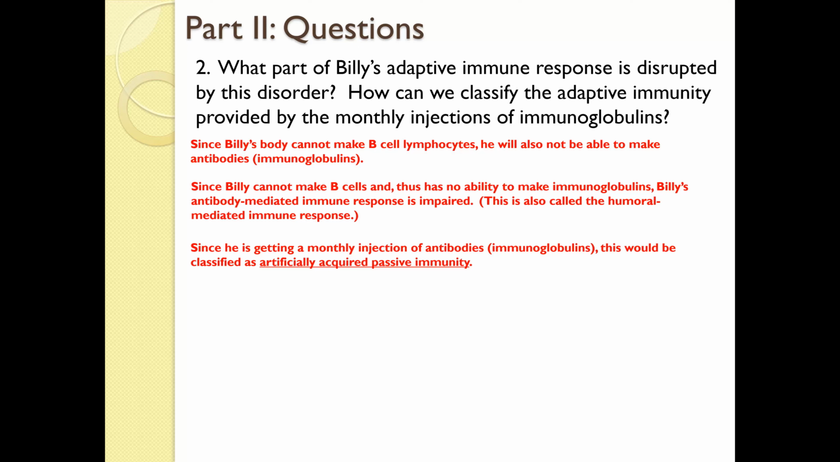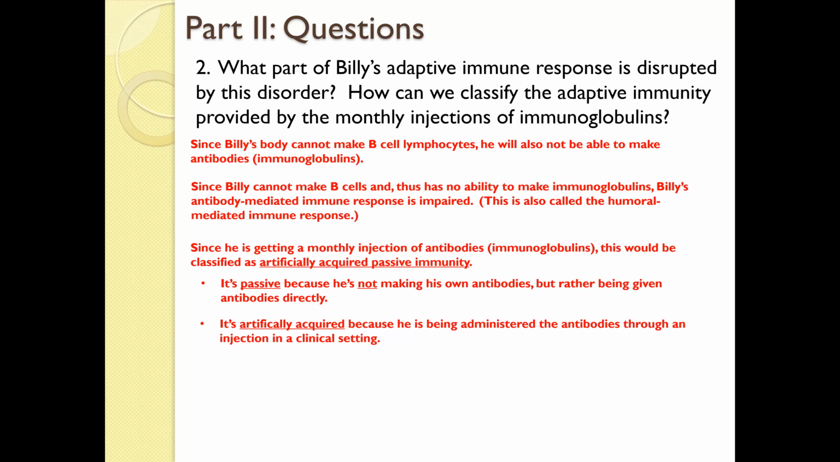So because he can't make his own antibodies, he has to be injected with antibodies or immunoglobulins. And so since he is getting a monthly injection of these antibodies, this would be classified as artificially acquired passive immunity. So it's passive because he's not making his own antibodies, but rather being given antibodies directly. And it's artificially acquired because he is being administered the antibodies through an injection in a clinical setting.